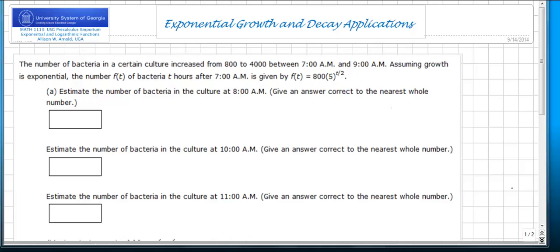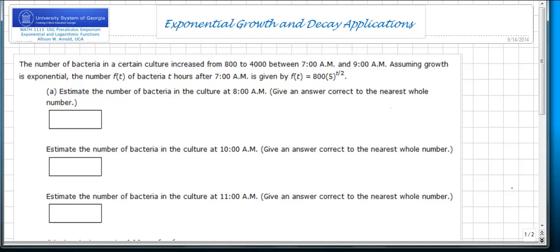It says the number of bacteria in a certain culture increased from 800 to 4,000 between 7 a.m. and 9 a.m. Assuming growth is exponential, the number f of t of bacteria t hours after 7 a.m. is given by the formula f of t equals 800 times 5 to the exponent t over 2.